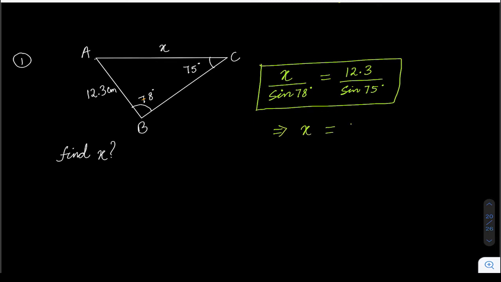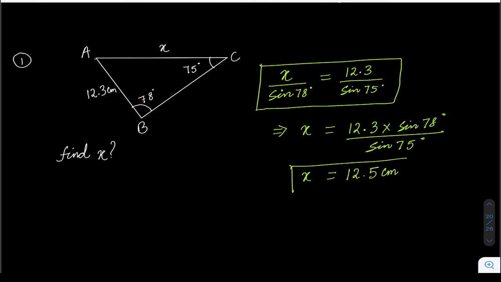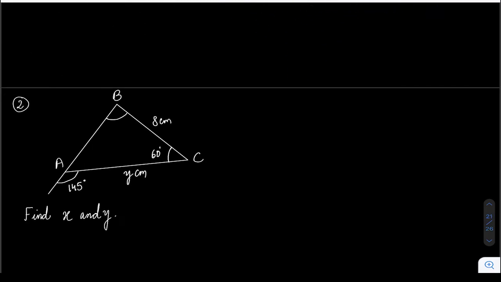So x will be equal to 12.3 times sine of 78 degrees divided by sine of 75 degrees. So x will be equal to, we can use our calculator here. It will come out to be 12.5 centimeters up to 3 significant figures. So this is my answer. As easy as that. Okay, let's try one more question.